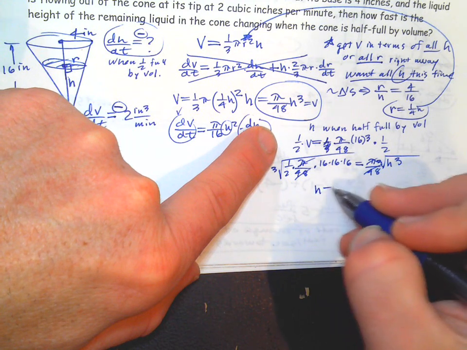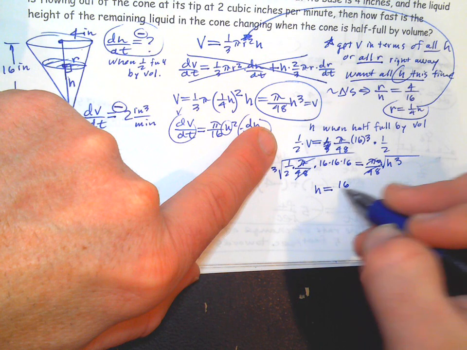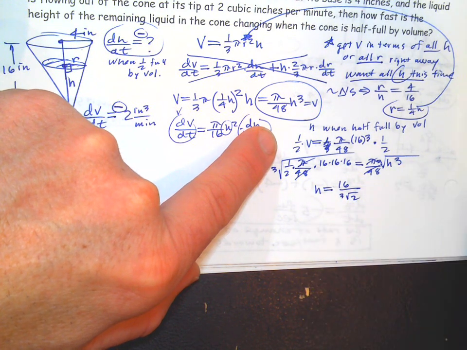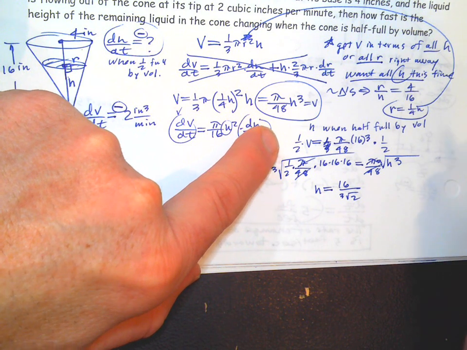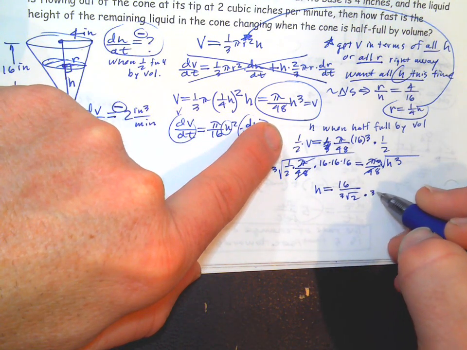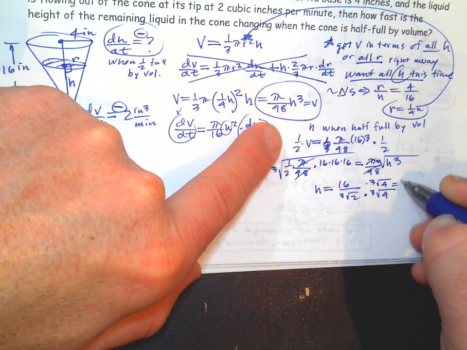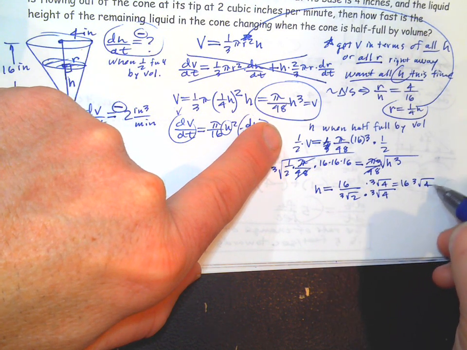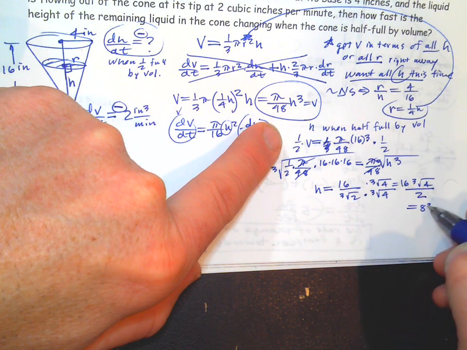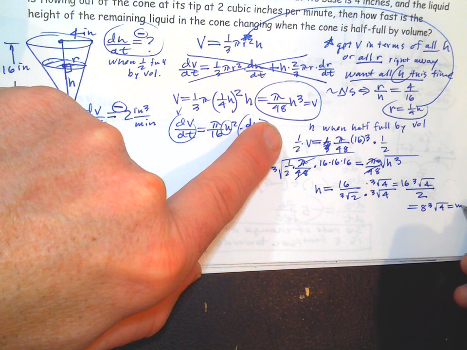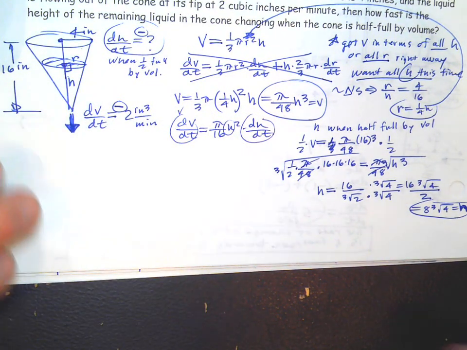So h equals 16 over the cube root of 2, right? Cube root of 16 times 16 times 16 is 16. We could rationalize the denominator, cube root of 4 top and bottom. So I give you 16 cube root of 4 over 2, which would become 8 cube root of 4. So this is sort of the nicest height for the half full by volume. So we can plug that in now.